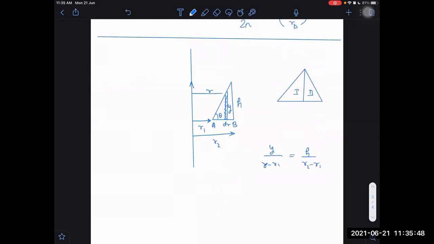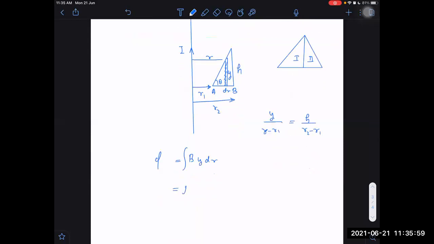Yes, sir. Right. So now you tell what will be the flux. Flux will be the integral of B into y into dr. That will be the flux. What is B? As you know already, mu naught into I upon 2 pi r. I have to take r inside this thing; r is variable. So y into dr divided by r, I think. Right or not? Yes, sir.